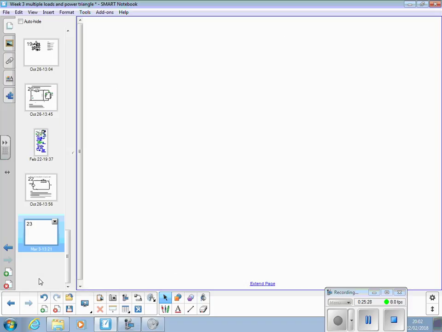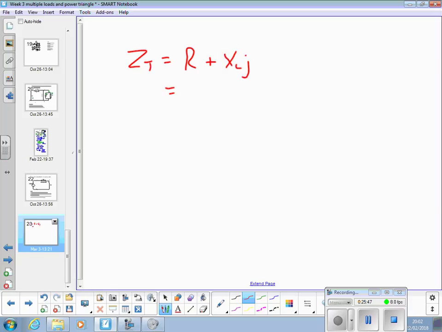Yep, well done. ZT is equal to R plus XL j. Now I'm going to put the numbers in. 45 plus 28j ohms. Okay. Convert that to polar because we might want it in that form. More than likely will.